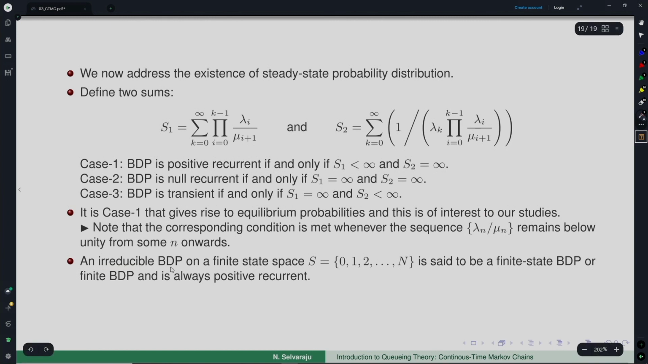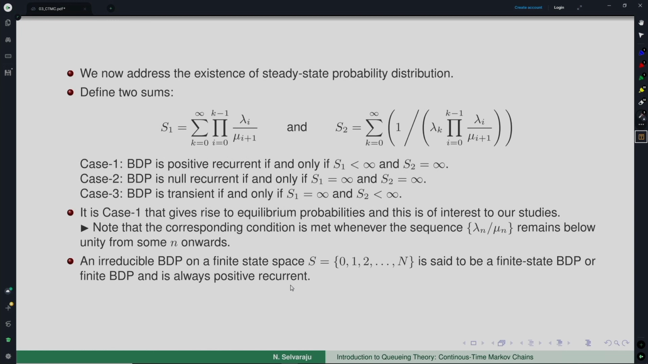Now, an irreducible BDP on a finite state space. Currently the BDP is in general on a countable state space, but whenever it is on a finite state space, it is simply called a finite state BDP, or sometimes, shortly, a finite BDP, but it means the same. In such a case, if it is irreducible, which is always assumed, it is always positive recurrent. So we do not need any conditions whenever the state space you are considering for these BDPs is finite.